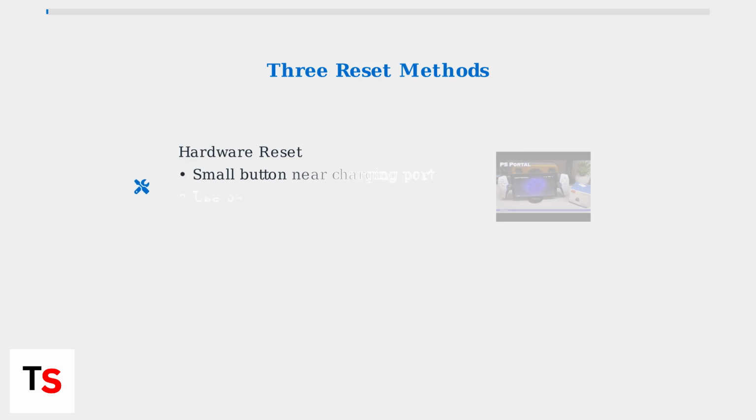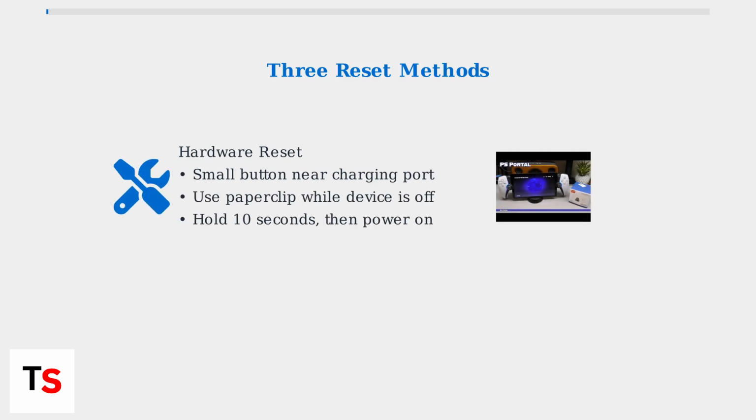The third method is a hardware reset. Locate the small reset button near the charging port and use a paperclip or similar tool to press it while the device is powered off. Hold for 10 seconds, then power on normally.